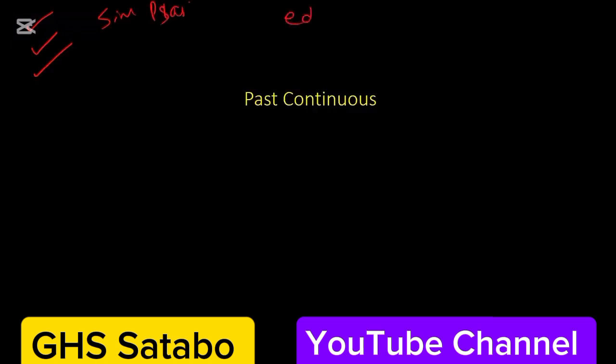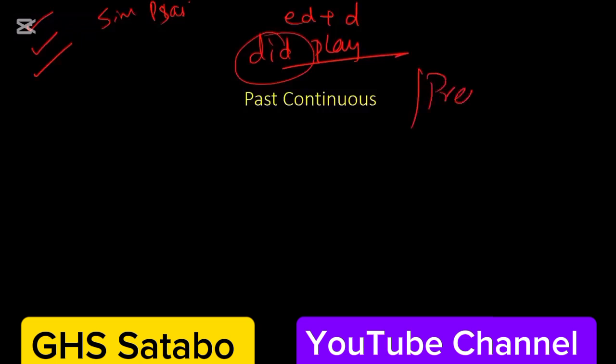The verb will take ed or d form, or if it's d, it will remain the same. It will not change. Did in itself shows that it's an activity of the past. Now let's dive into past continuous. It's very, very simple, but people get confused between present continuous and past continuous.